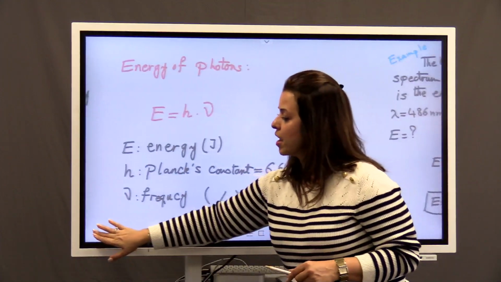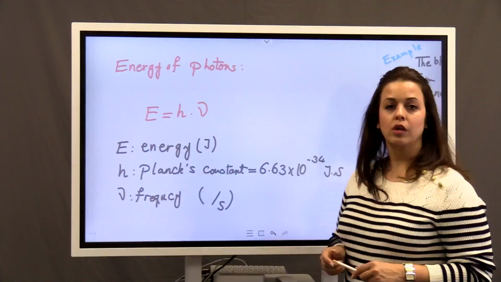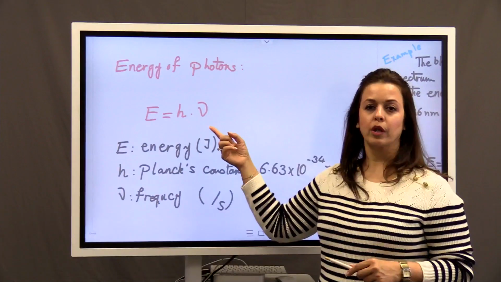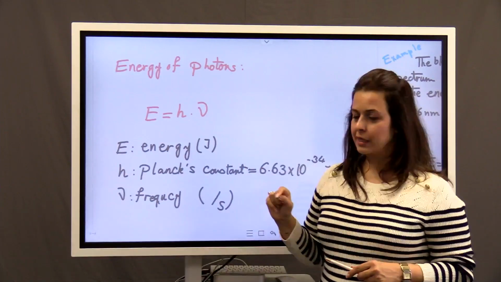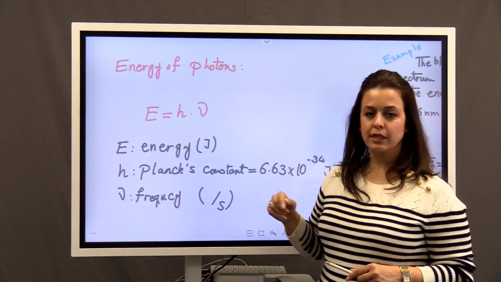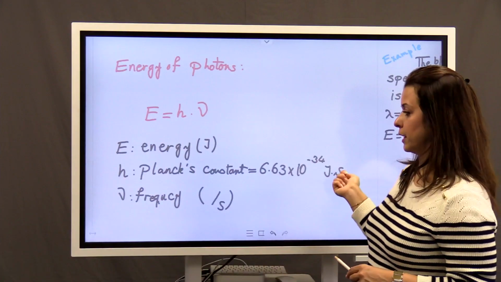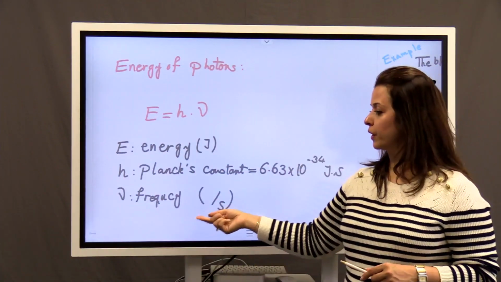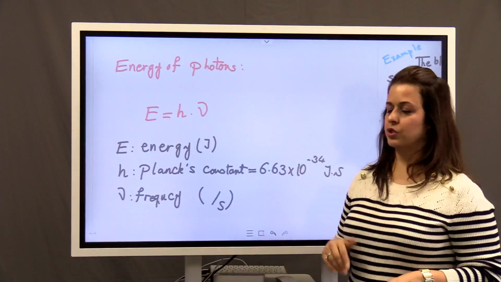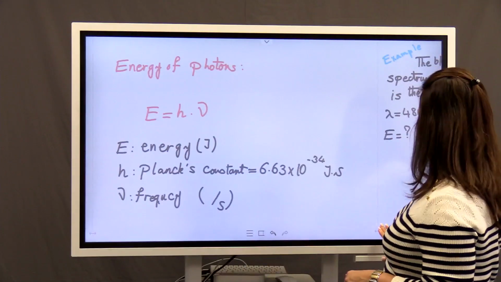Now, there is a certain energy assigned to these photons. How do you calculate the energy of photons? By this formula: E = hν. E is energy, which is expressed in joules. h is called Planck's constant, which is 6.63 times 10 to the negative 34 joule-seconds. And ν is frequency, which is expressed in per second. Again, don't worry about the conversions. The conversions and the constants are always given.